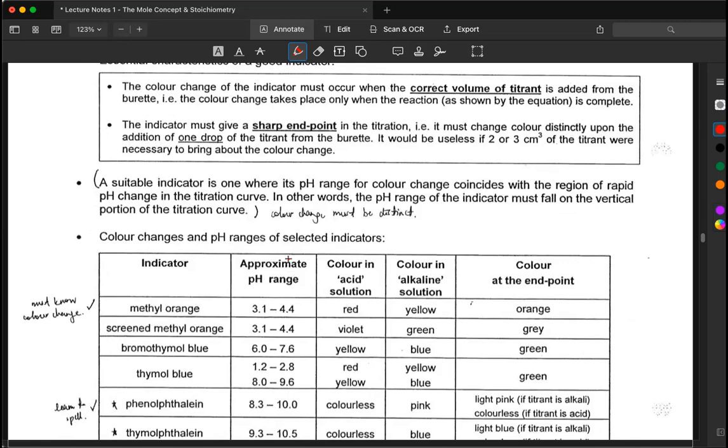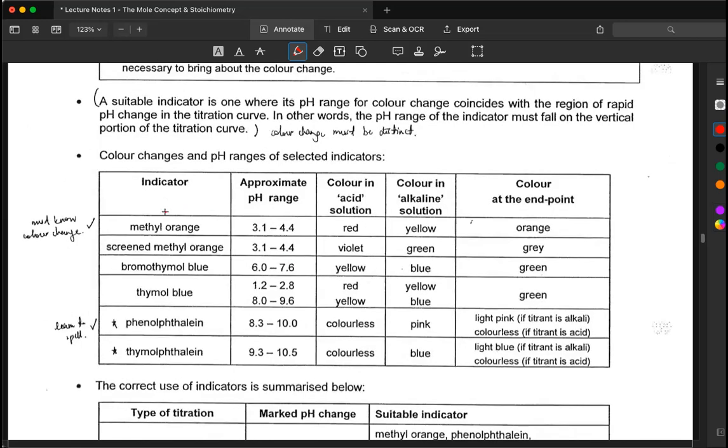So a suitable indicator is one where its pH range for color change coincides with the region of rapid pH change in the titration curve. In other words, the pH range of the indicator must fall on the vertical portion of the titration curve, which I said just now. The pH range where the distinct color change occurs must correspond to, or be within, the pH jump of the titration curve.